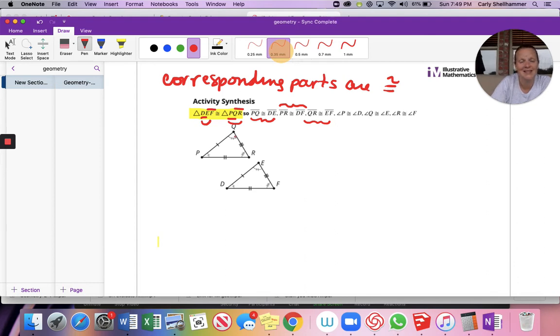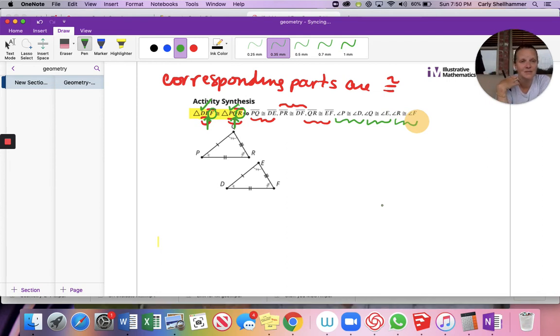We can also say that the angles are congruent, which is really cool. Let me change colors here. I can say angle D is congruent to angle P because it's the first letter in the triangle congruency statement. Angle P is congruent to angle D. I can see angle E, the second angle written, is congruent to angle Q because it's the second angle written, right there. And I can also say angle F is congruent to angle R because it's the third letter written. So that's all just the letters.